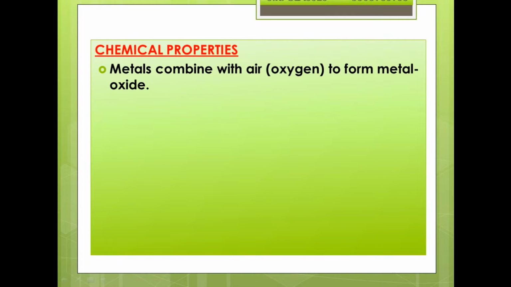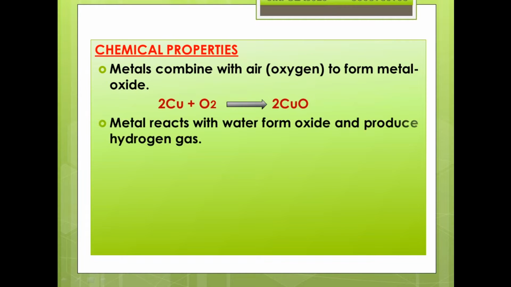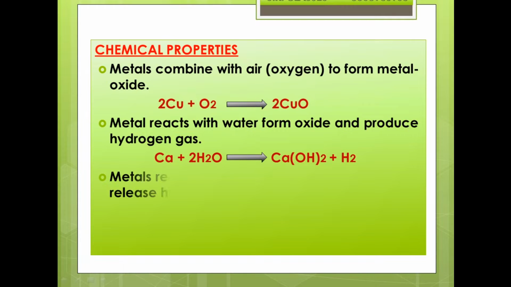Now we will discuss the chemical properties of metals. Number one, metals combine with air or oxygen to form metal oxide. For example, copper reacts with oxygen, it forms copper oxide. Second, metal reacts with water to form oxide and produce hydrogen gas. For example, calcium reacts with water, it forms calcium hydroxide and releases hydrogen gas.